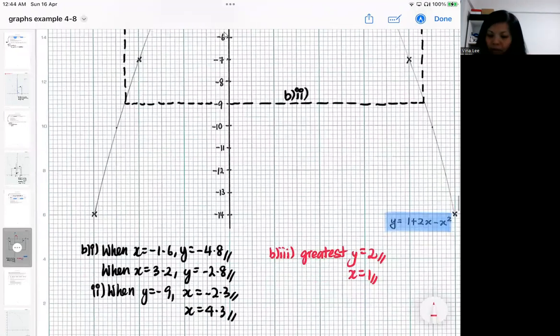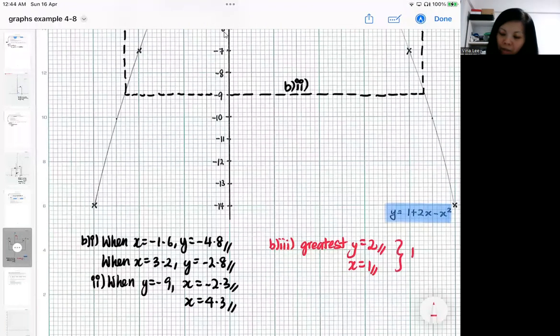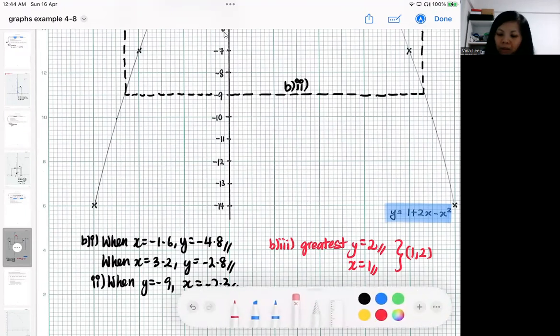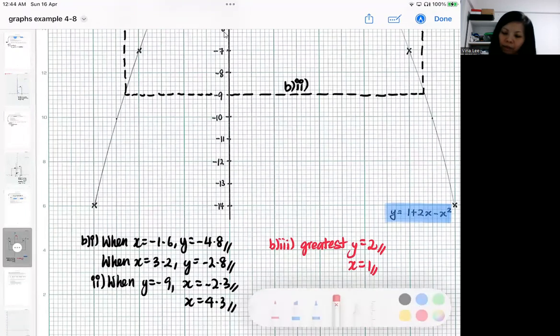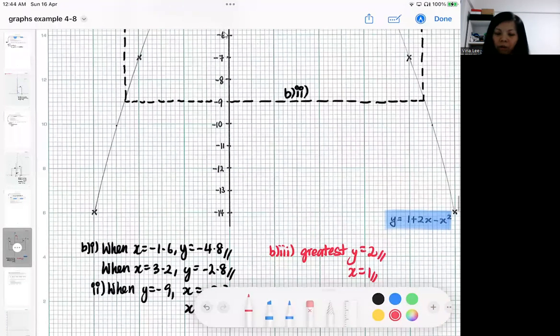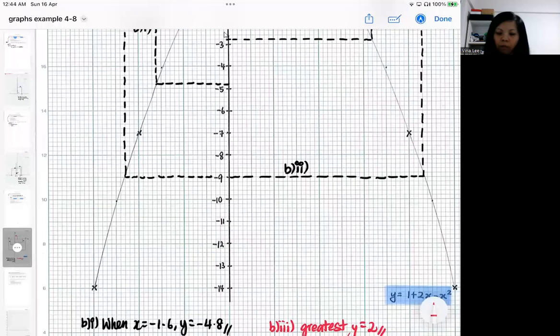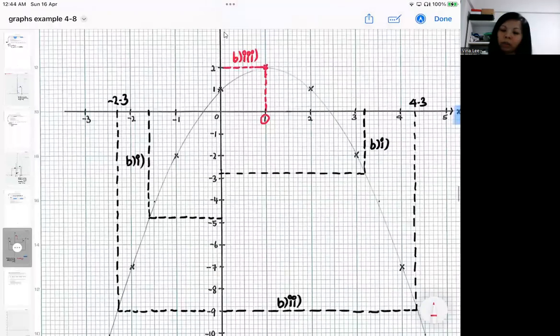So in a way, this is also the maximum point if the question asks for it. But in this case, the question never asked for it. The question could have asked you for the coordinates of the highest point. So you answer according to what they ask you. It's not that difficult. If they ask you for apple, you give them apple. Don't give them orange. And you always end up losing marks.